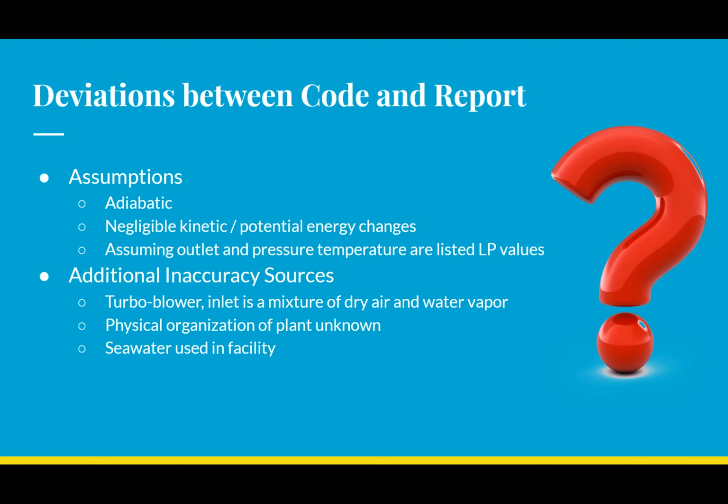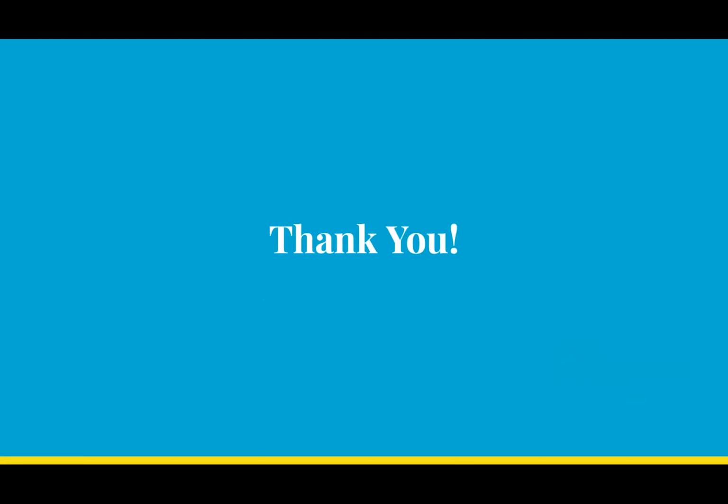Likewise, we didn't account for the fact that the turbine was connected to a turbo blower, which had an inlet of dry air and water vapor mixture. And lastly, we didn't account for the fact that this facility doesn't use pure water, but rather seawater, and the salinity of the water could also have an effect on the efficiency and operation of the turbine. But overall, given our values, we think that our code worked quite well and we're happy with it.